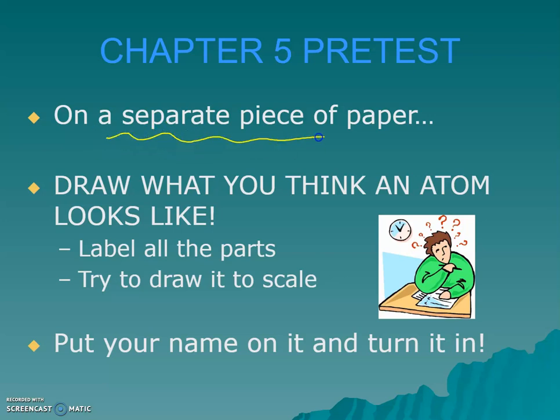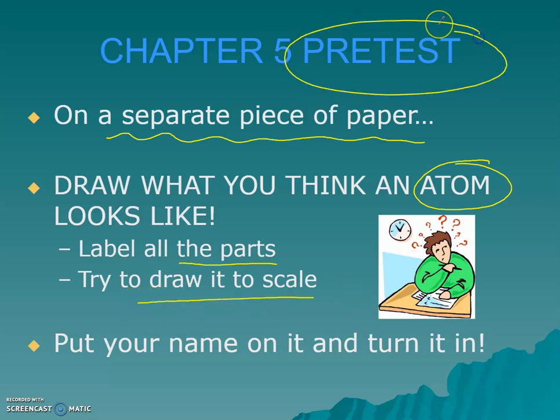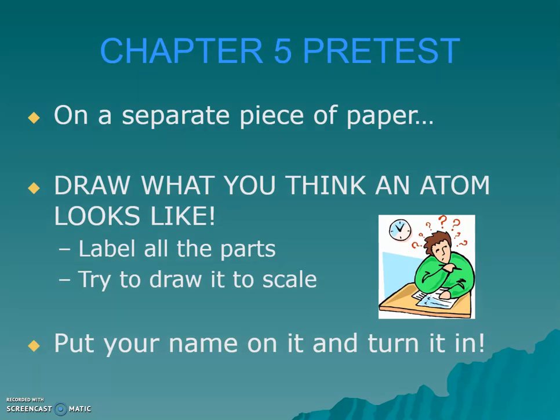So in class, I have you draw on a separate piece of paper what you think an atom looks like. If it has any parts, try to label them and draw to scale. This is the pretest. I have you write your name on it, and then I collect it and give it back to you at the end of all these lessons so that you can see how much your understanding has changed. And hopefully we end up learning something about our atomic structure.